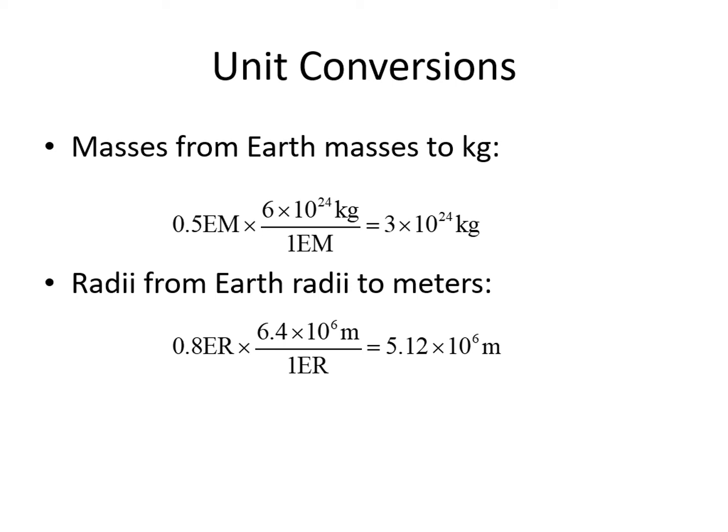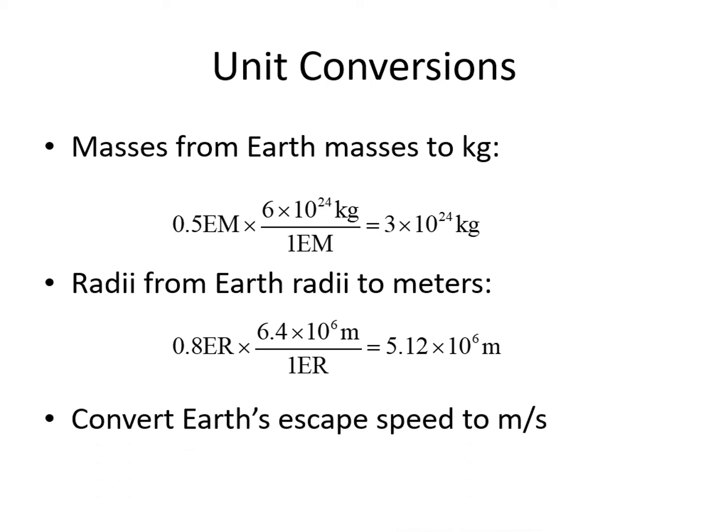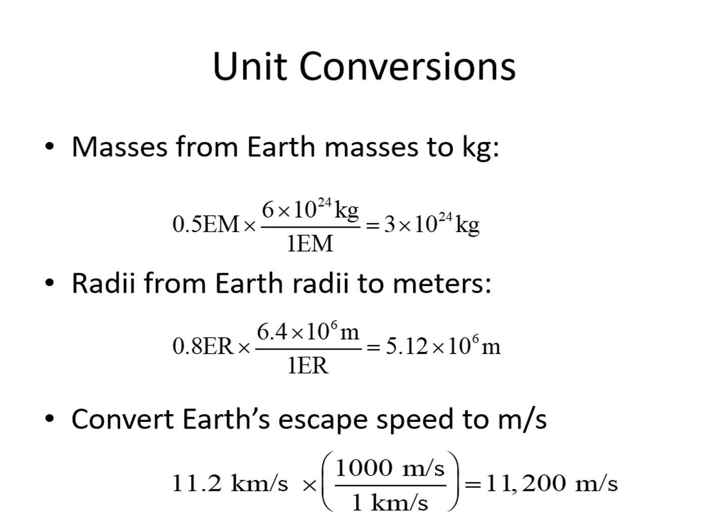The answer we'll get will be in meters per second. However, notice that the Earth's escape speed is listed in kilometers per second. So let's change that value to meters per second so we can make the comparison later. Remember that 1 kilometer equals 1,000 meters. So the same will be true for the speeds. 1 kilometer per second equals 1,000 meters per second. So we need to multiply the Earth's escape speed by 1,000 meters per second divided by 1 kilometer per second. That gives us 11,200 meters per second.